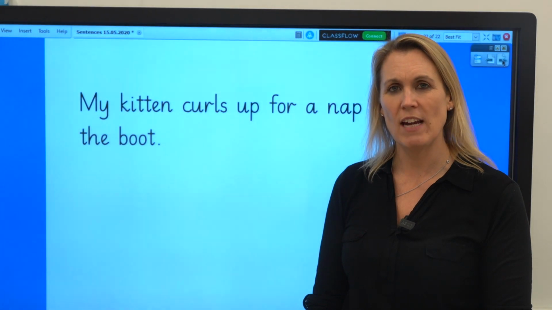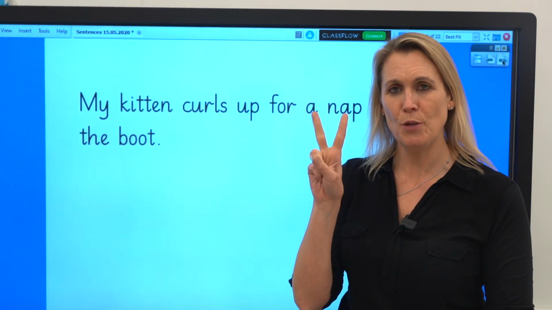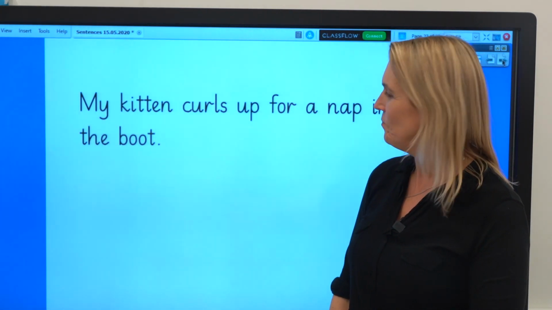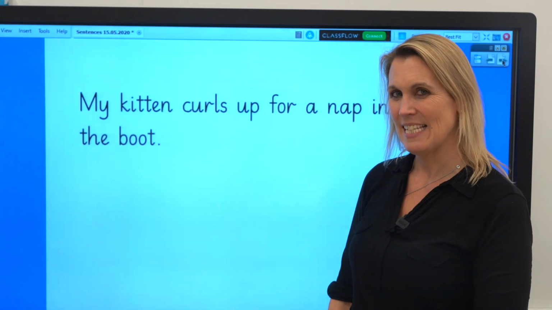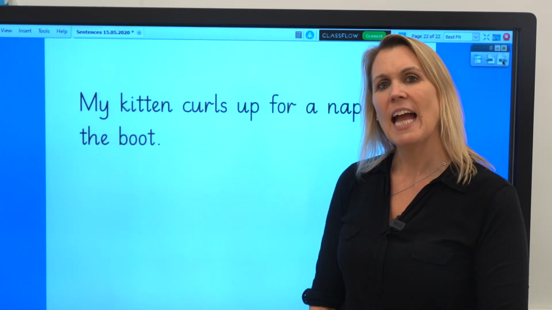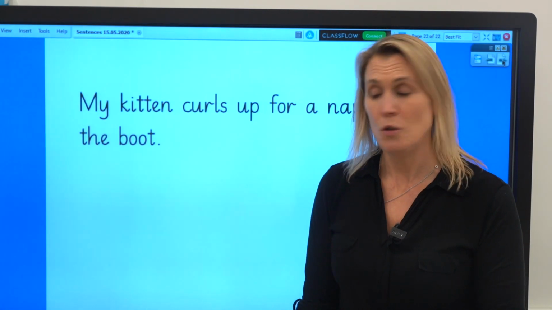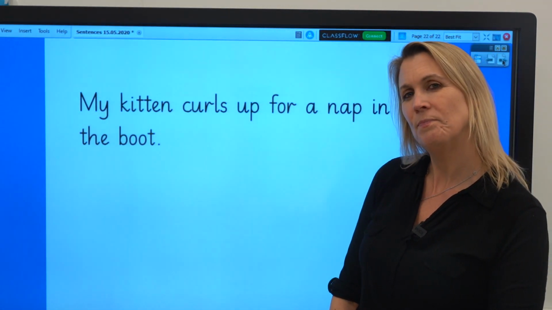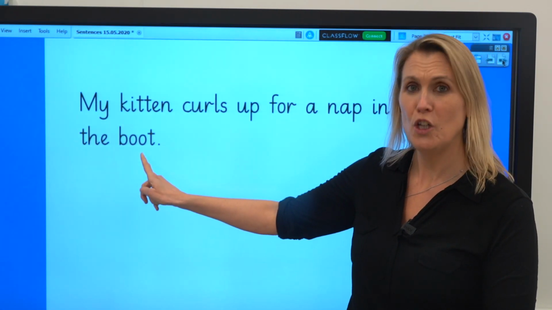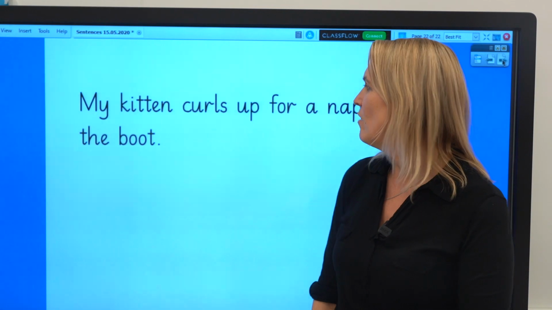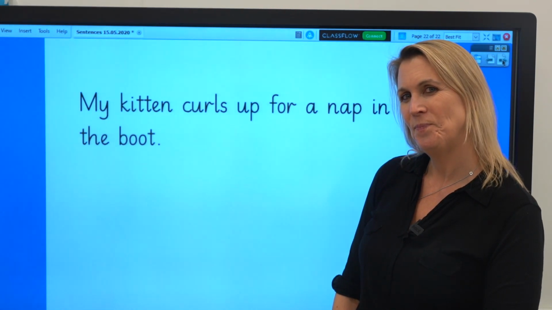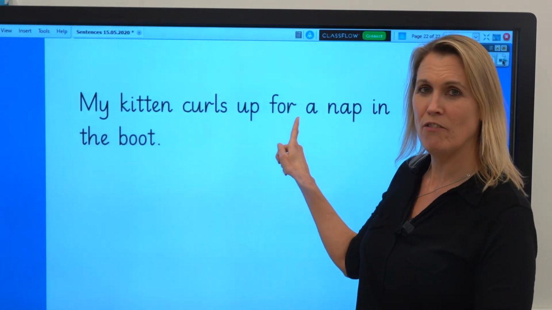Can you see a word with a digraph er? Remember, a digraph is two letters, one sound. You spotted it. Yes, this word has a digraph er. It makes the sound er. Can you see a word with the digraph oo? Yes, this word has the digraph oo. Can you see a word with the digraph or? Yes. This word has the digraph or.